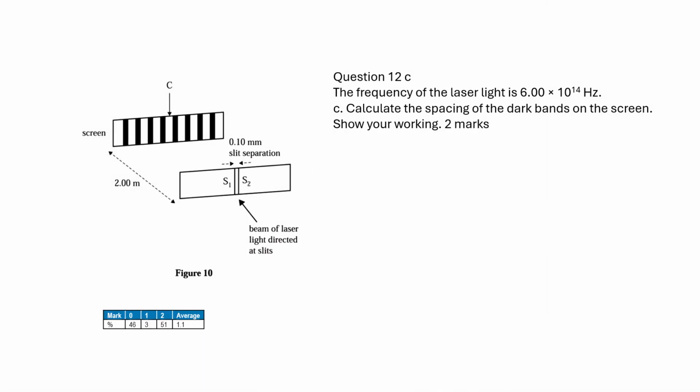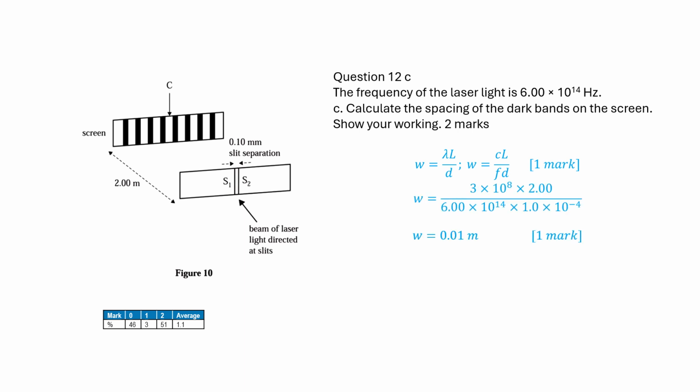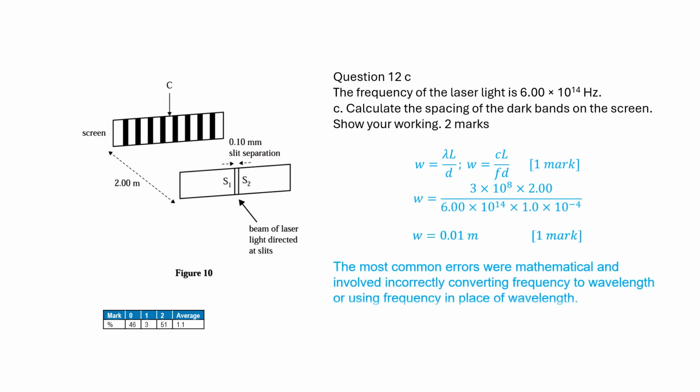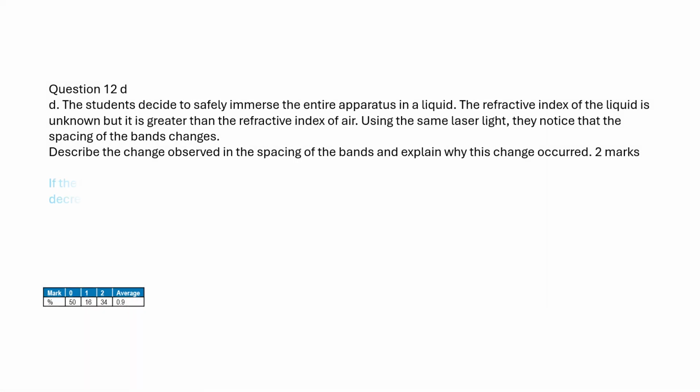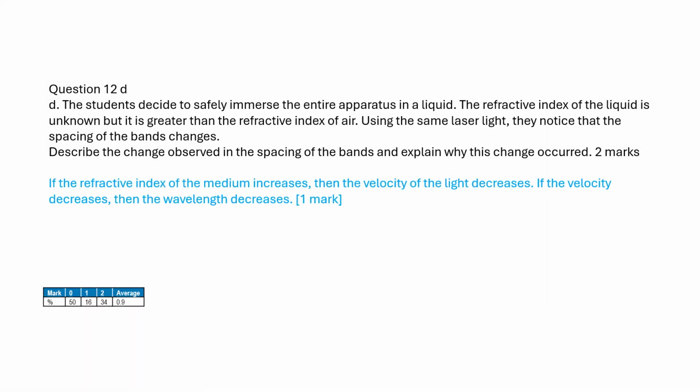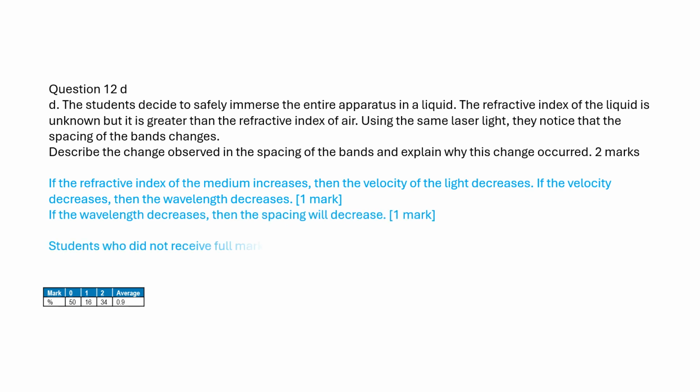Both the spacing of the dark bands and bright bands are calculated with the same equation. We substitute all values of variables into this equation and get the result. If the refractive index of the medium increases, then the velocity of the light decreases. If the velocity decreases, then the wavelength decreases. If the wavelength decreases, then the spacing will decrease.